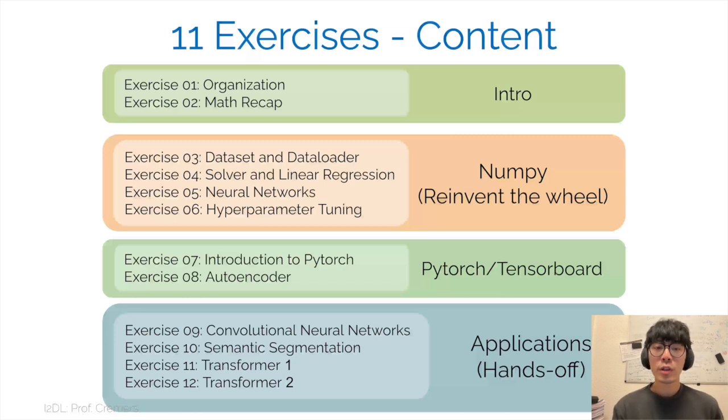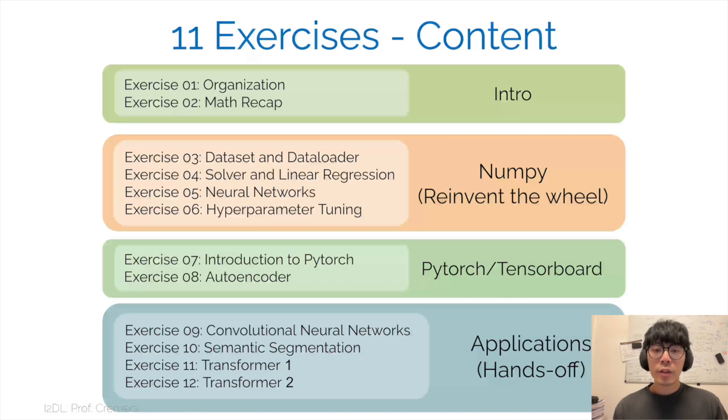Okay. Let me just give you a scoop about our exercise content. In total we will have 12 exercises. The first 2 will just give you introductions, so it's nothing related to deep learning, as you can see here. Exercise 2 mainly covers the mathematics you are going to use in deep learning, basically differentiation, because you need to do gradient backpropagation. This is the reason why you need to know how to do differentiation.